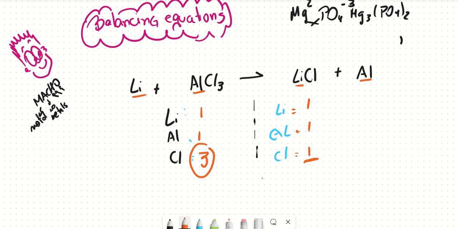So what are we going to do? So we're going to put a 3 over here. So now I have 3 chlorines. And then now I have 3 lithiums. Lithium here, so 3 lithium here. And I have 1 aluminium, so everybody is perfect. Okay, that's it, that's all.